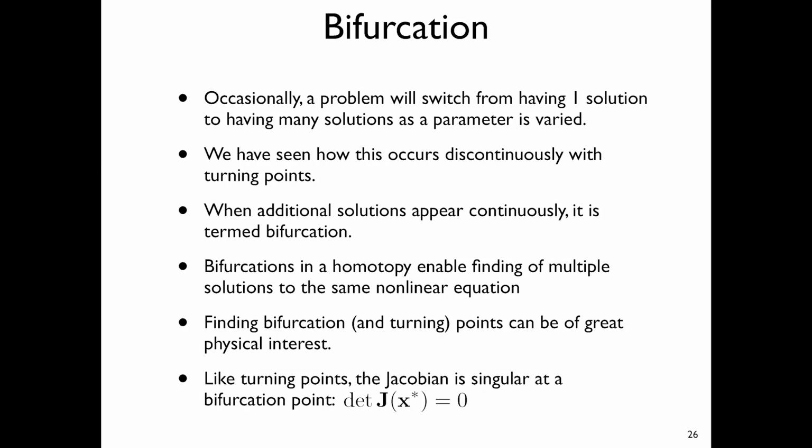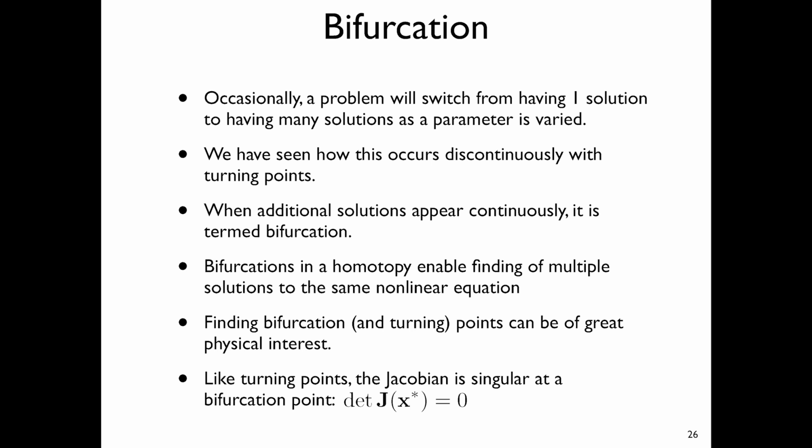Occasionally we'll encounter problems that switch from having one solution to having many solutions. You've seen how this happens in a discontinuous sense with these turning points. Here, for a given value of lambda, all of a sudden, it's clear that not only is there one solution here, but there's another solution down there. My path has to choose. Do I want this solution or the one below? I jump off this turning point. That's a sort of bifurcation. These are continuous bifurcations. They're often easier to take care of.